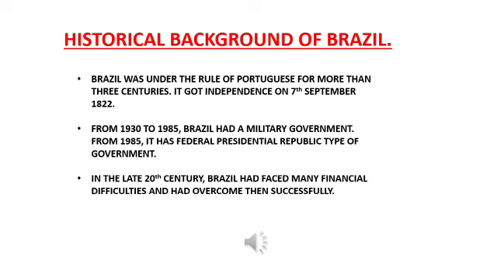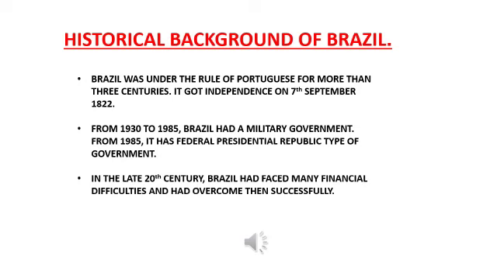They got imperialized by whom? By the military form of government, during the period of 1930 to 1985. And finally in the year 1985, Brazil got independent and they adopted the presidential republic form of government, or you can say presidential republic type of government.